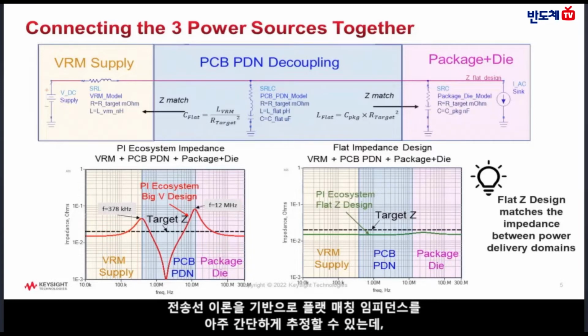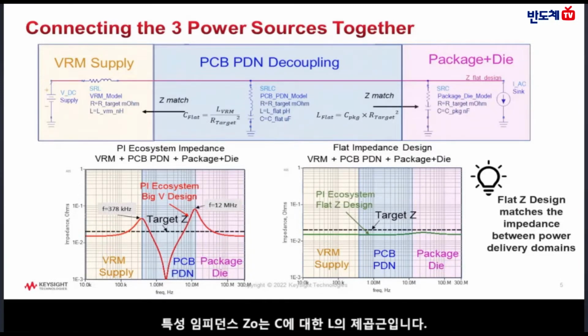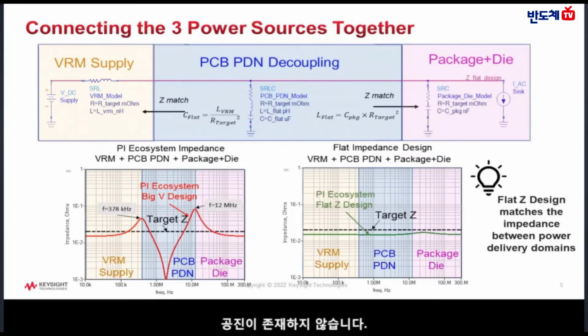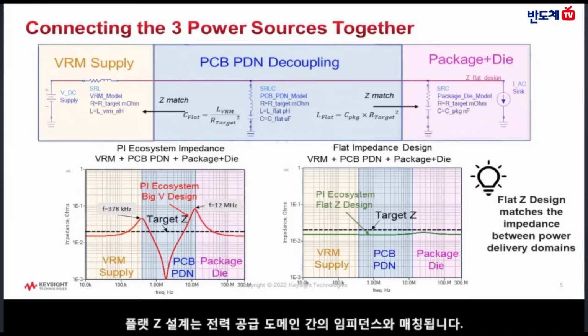The very simple estimate for flat matched impedance is based on transmission line theory, where the characteristic impedance Z0 equals the square root of the inductance over the capacitance. This characteristic impedance is where the inductive and capacitive impedances are equal for a given impedance. The behavior looks like a resistor with voltage and currents in phase, and there is no resonance. The flat Z design matches the impedance between power delivery domains.